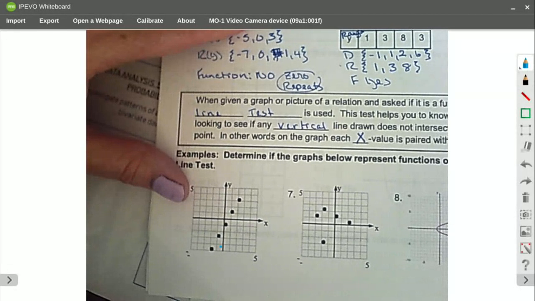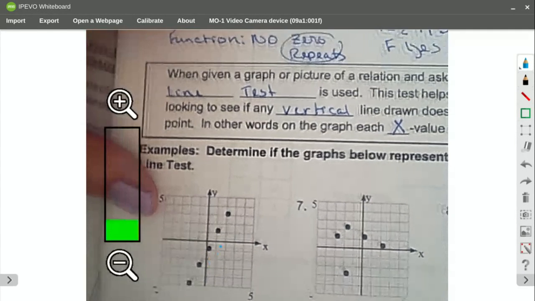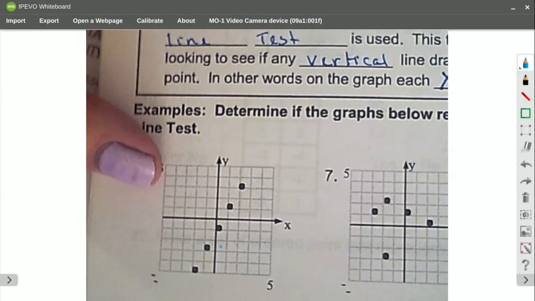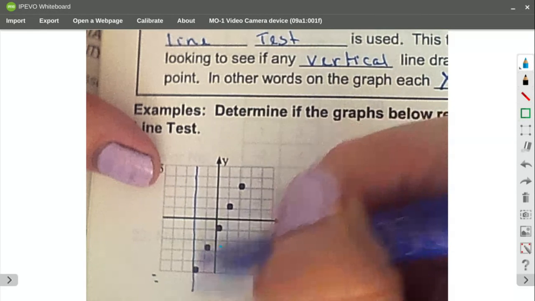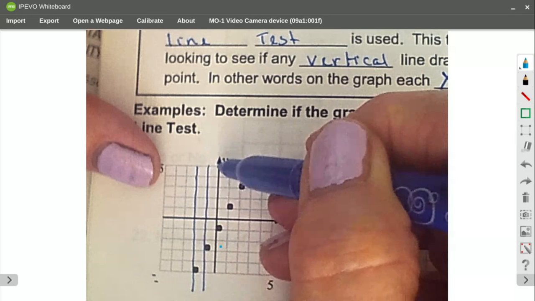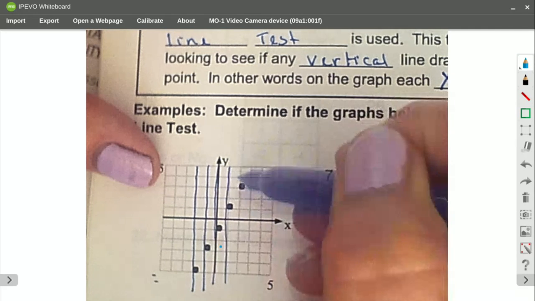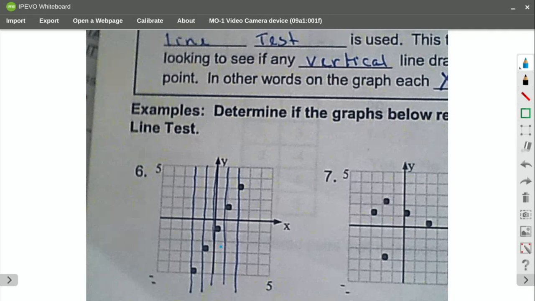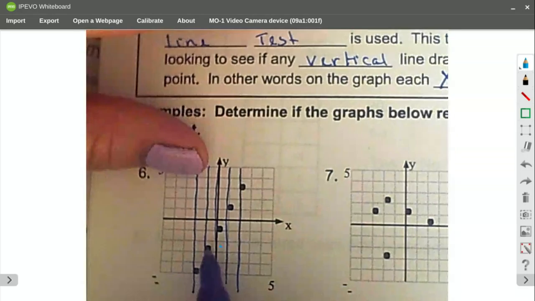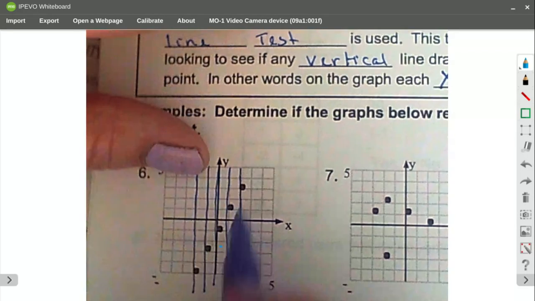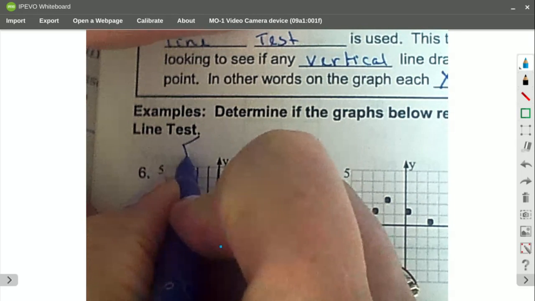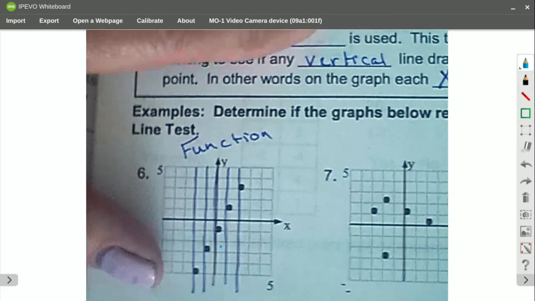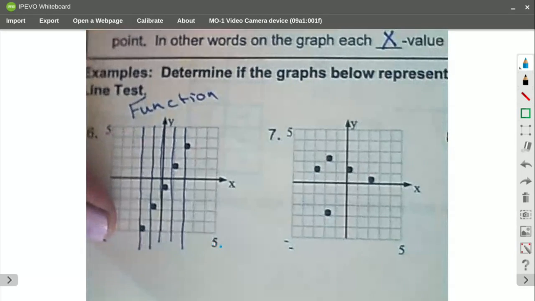So if I look at this graph right here, and I know you've had to pause several times now to get all this down. If I look at this graph right here, anytime I draw a vertical line on this graph, will I touch more than any of those points at the same time? No. All of my x's are different. Since all of my x's are different, this is a function.